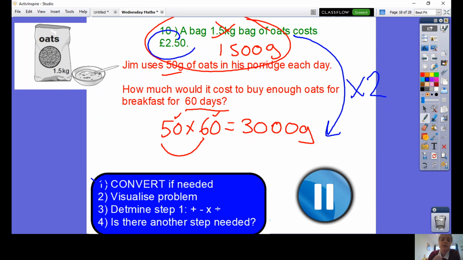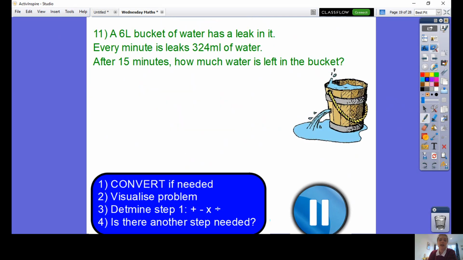So how much does it cost? £2.50 times by 2. That is £5. If you got this question correct, I'm really impressed. Well done. We're going to look at another question now.